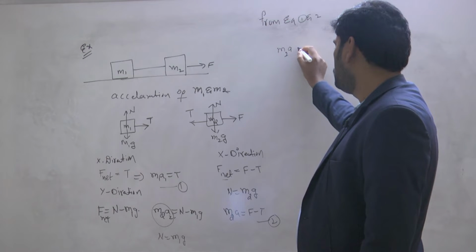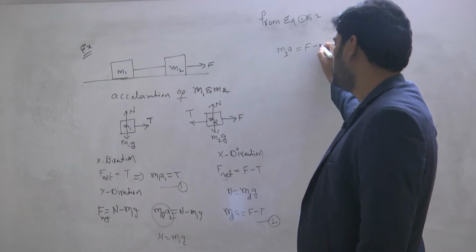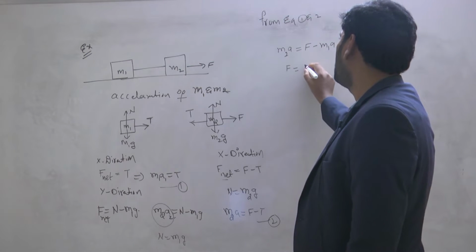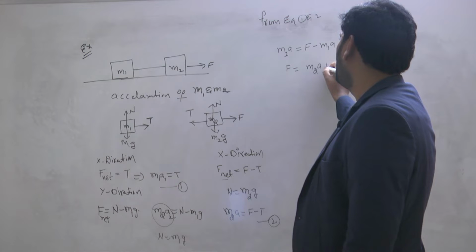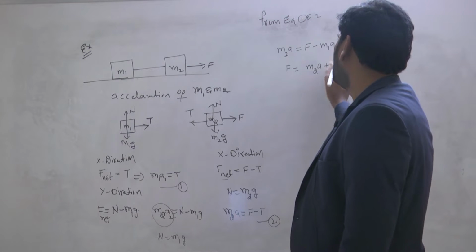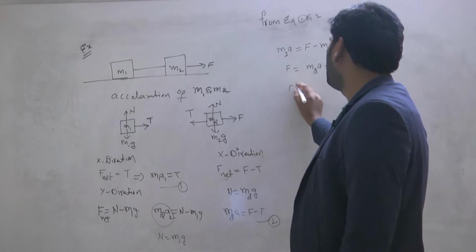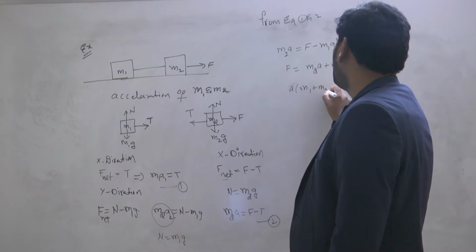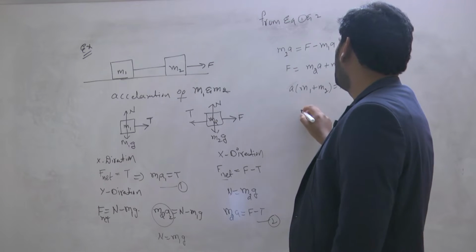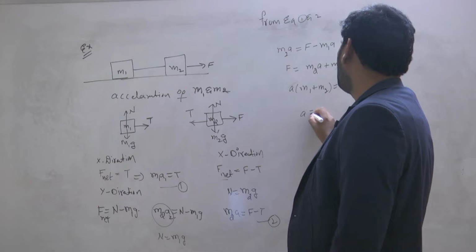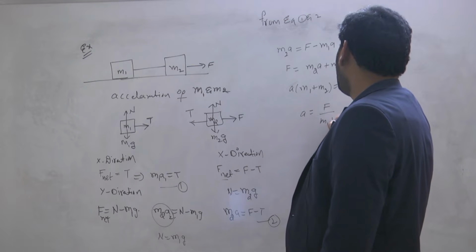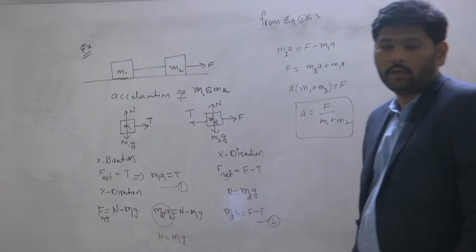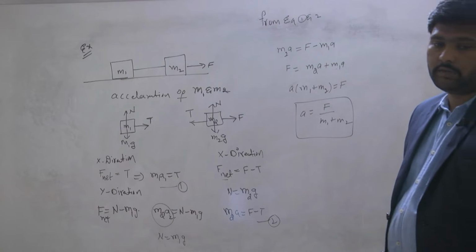M2a is equal to F minus M1a1. So from here, F is equal to what you can write? M2a plus M1a. So F is equal to a times (M1 plus M2), which is F net. So a is equal to F by (M1 plus M2). This is the acceleration of the body.